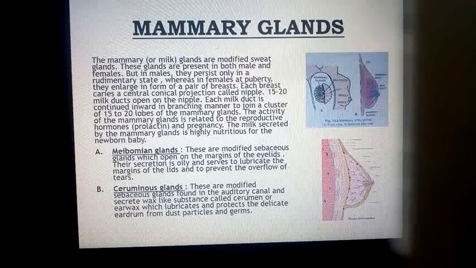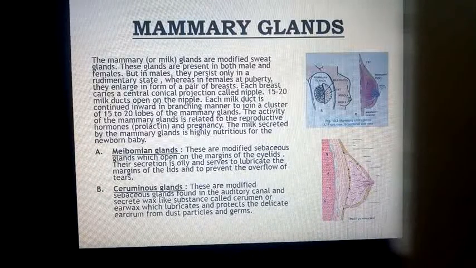and ceruminous glands. These glands we find as modified glands of the sebaceous glands. Meibomian glands are modified sebaceous glands which open on the margins of the eyelids. Their secretion is oily and serves to lubricate the margins of the lids and prevent the overflow of tears.